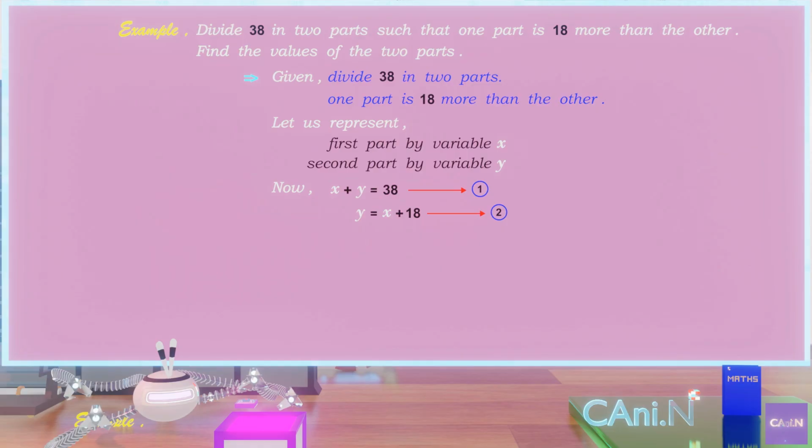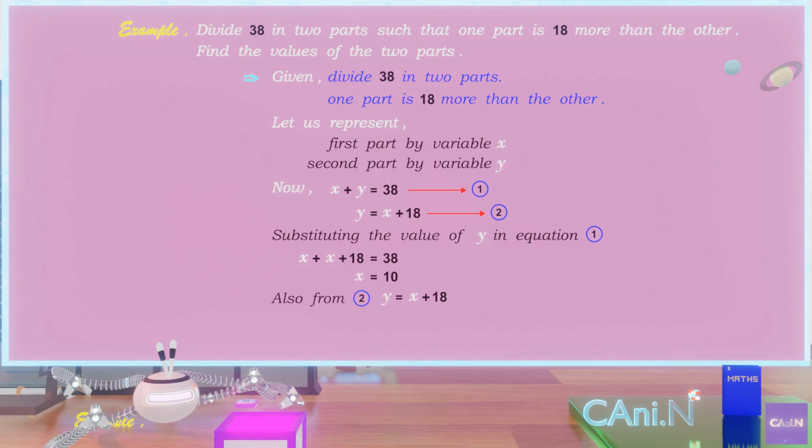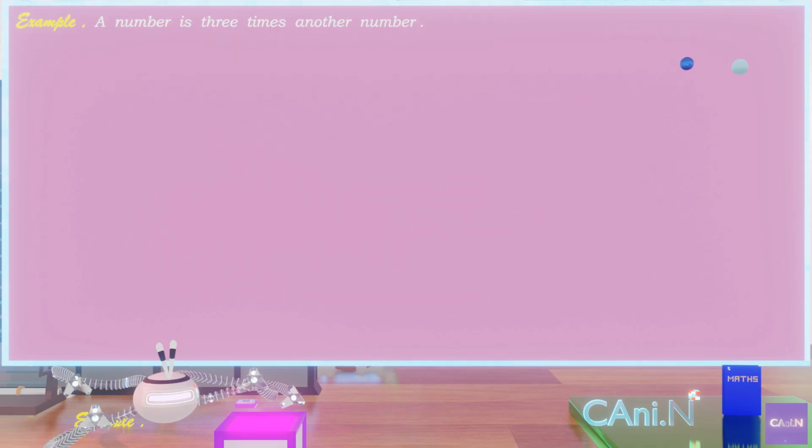Here you can assume one part as either x or y, we assume it as y. Substituting the value of y in equation 1, x plus 18 equals 38. x equals 10. Also from equation 2, y equals x plus 18. Therefore, y equals 28.